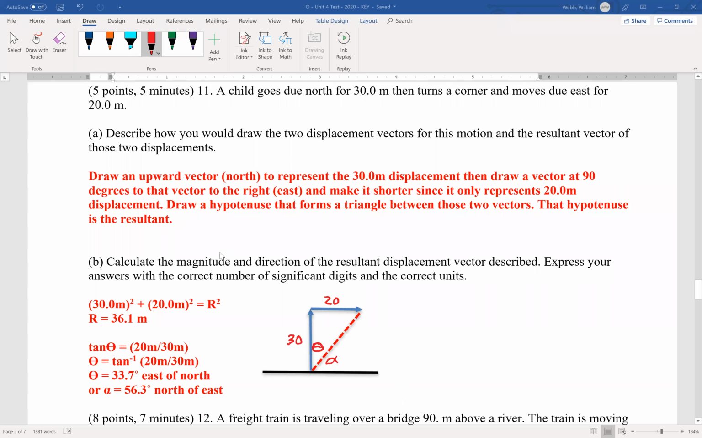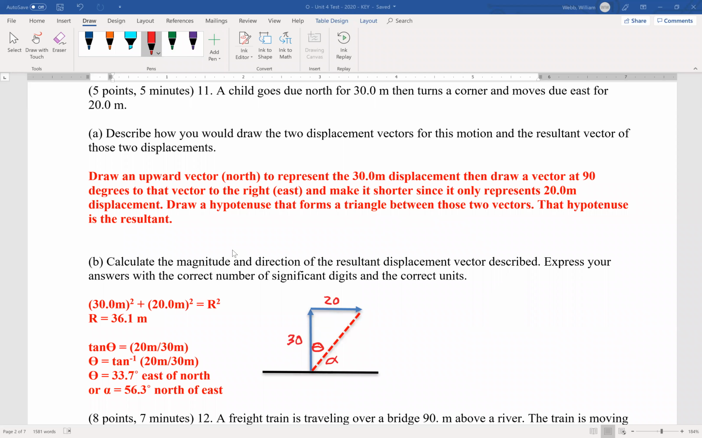For number 11, a child goes due north for 30 meters, then turns a corner and moves due east for 20 meters. Describe how you would draw the 2 displacement vectors and the resultant. So the key here is making sure you say that the 2 vectors, the 2 displacements, would be the legs of a triangle, and that the resultant would be the hypotenuse of that triangle. You could describe it in a variety of ways. A lot of you went into great detail.